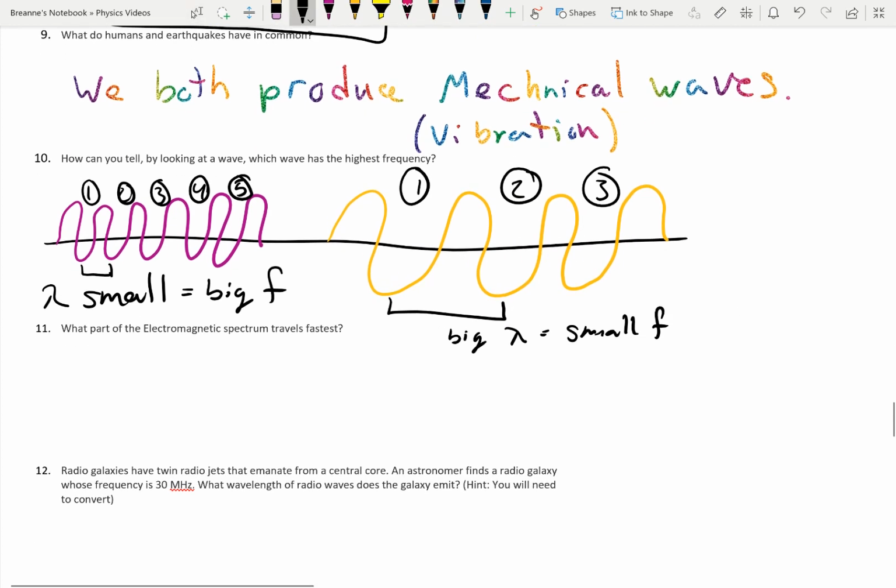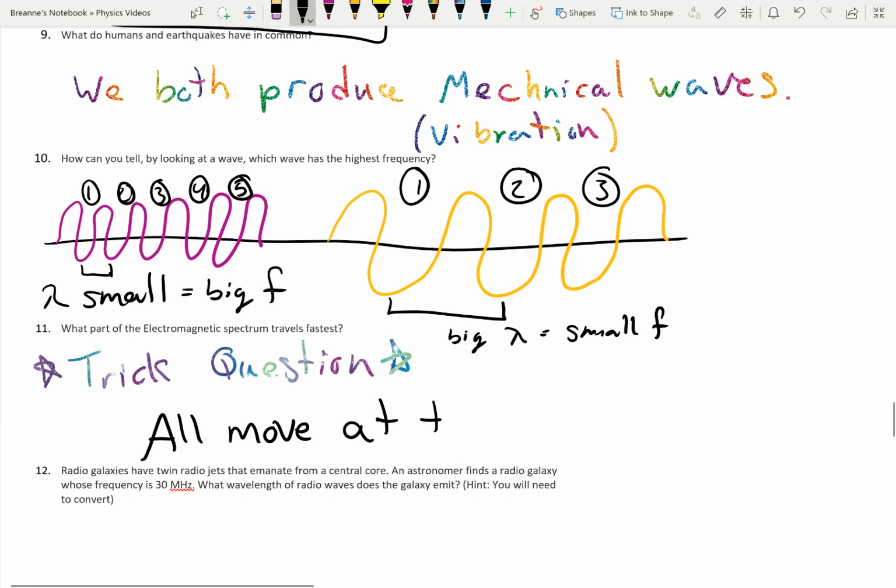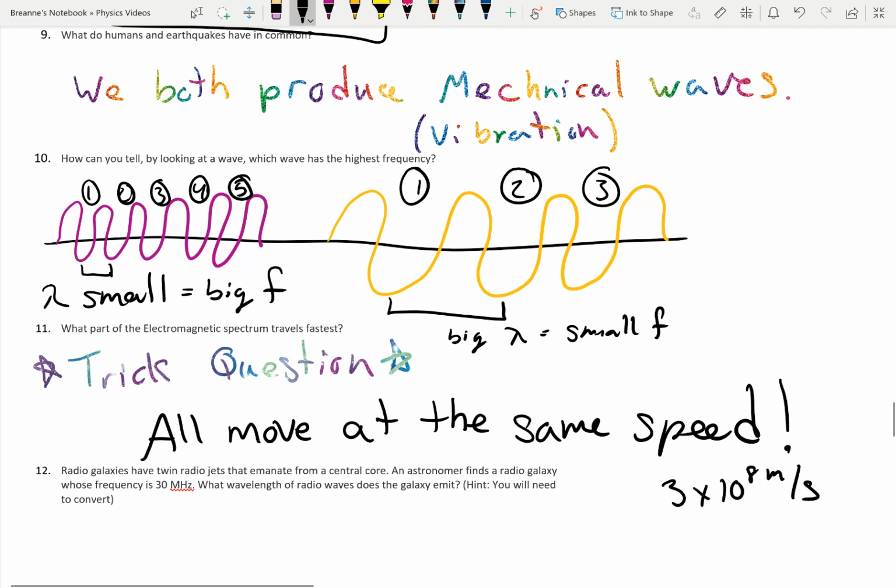So what part of the electromagnetic spectrum travels fastest? Guess what? Trick question. Because they all move at the same speed. Remember what speed that is? Hopefully you all said 3 times 10 to the 8th meters per second. That's how fast they are. So they all move at the same speed because they're all light. They're all electromagnetic radiation. Same speed. Please don't miss that on the test.